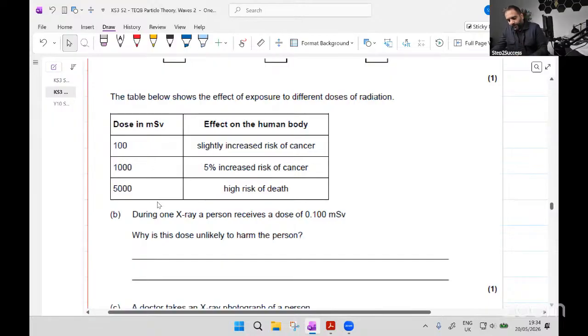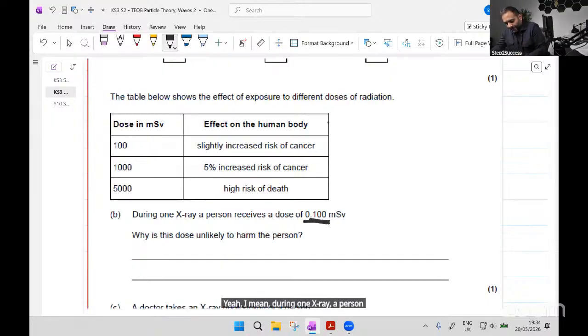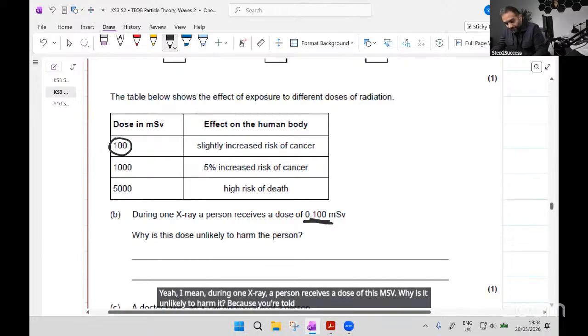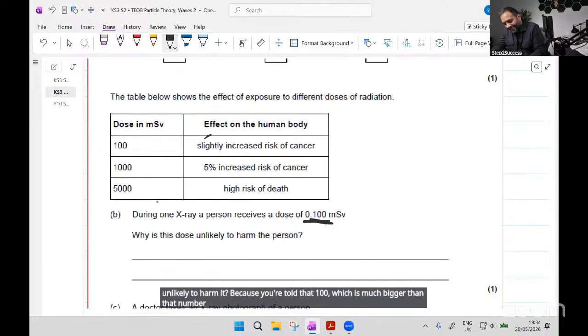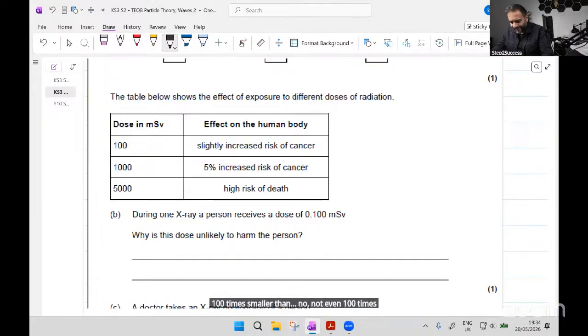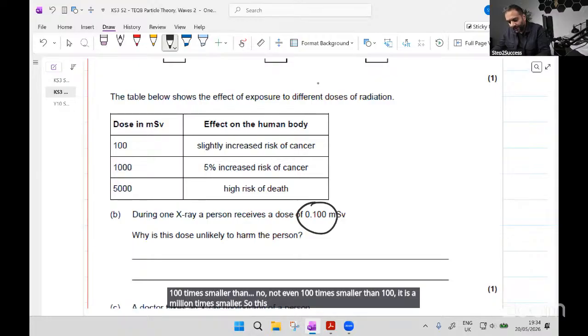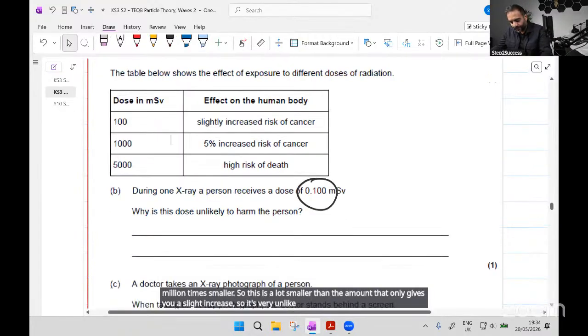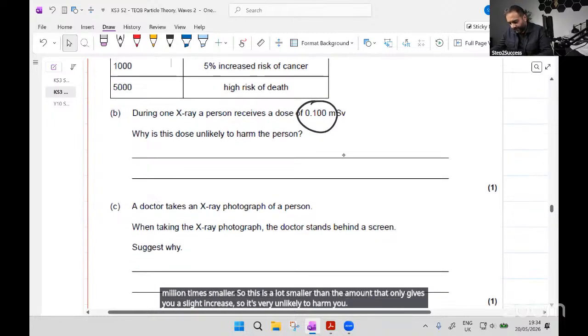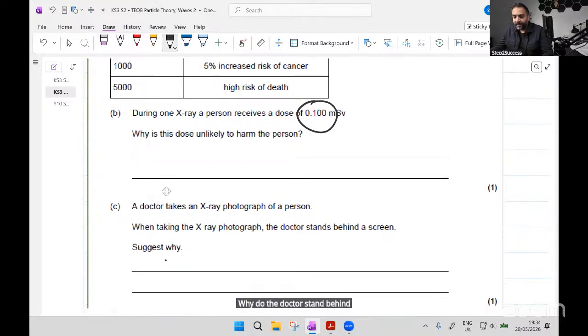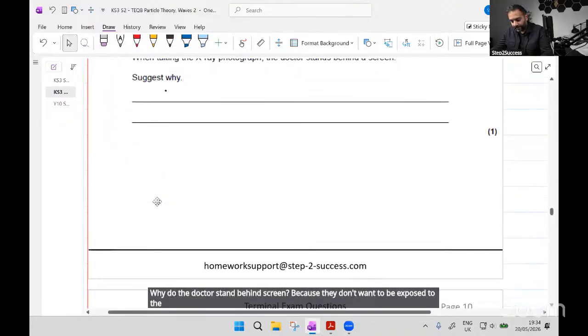During one X-ray, a person receives a dose of this many mSv. Why is this unlikely to harm them? Because you're told that 100, which is much bigger than that number, has a slightly increased risk of cancer. This is way smaller than 100. In fact, it is a million times smaller. So this is a lot smaller than the amount that only gives you a slight increase, so it's very unlikely to harm you. Why does the doctor stand behind a screen? Because they don't want to be exposed to the radiation from the X-ray.